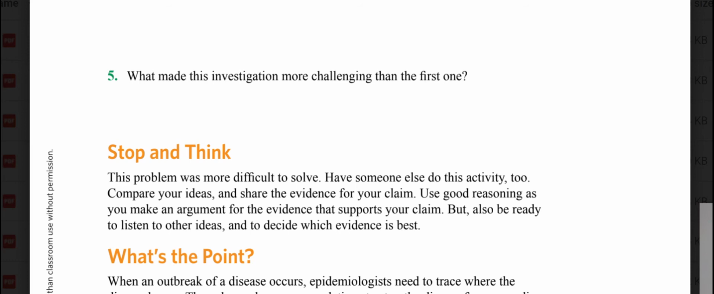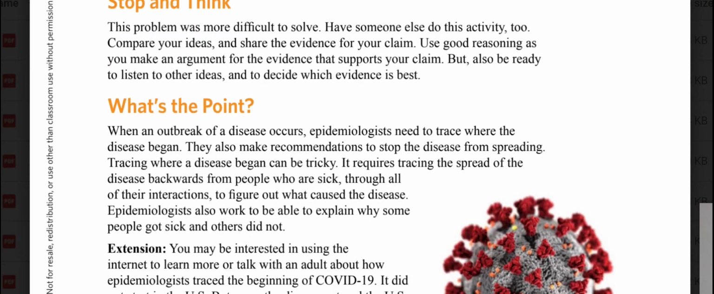Stop and think. This problem was more difficult to solve. Have someone else do this activity too. Compare your ideas and share the evidence for your claim. Use good reasoning as you make an argument for the evidence that supports your claim, but also be ready to listen to other ideas to decide which evidence is best.